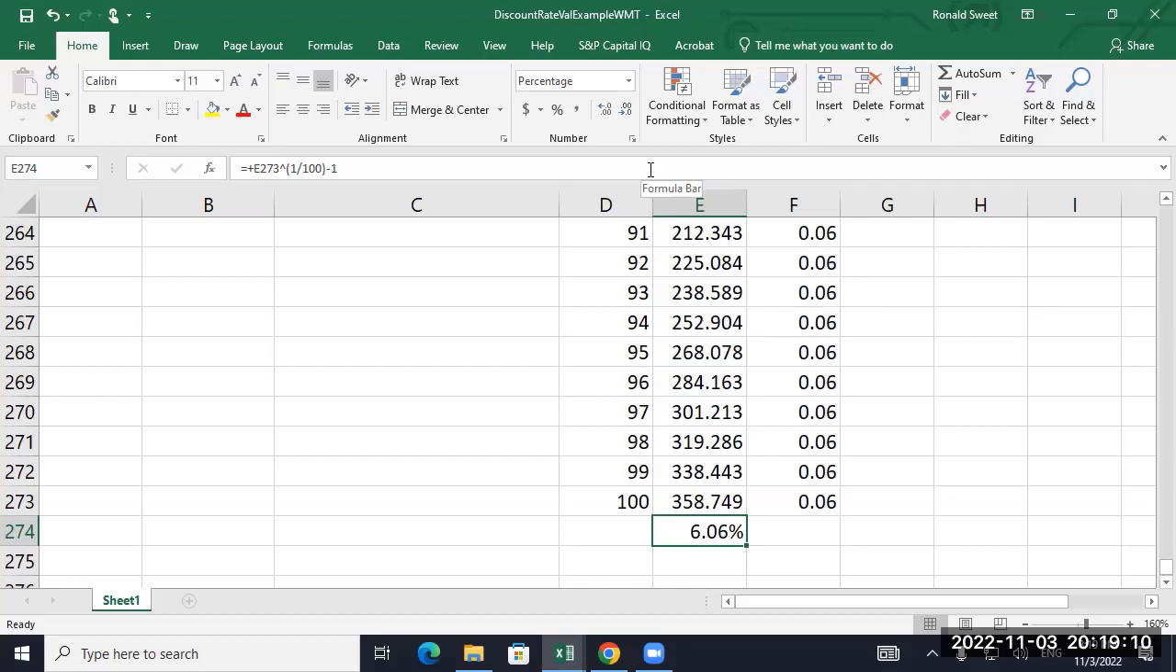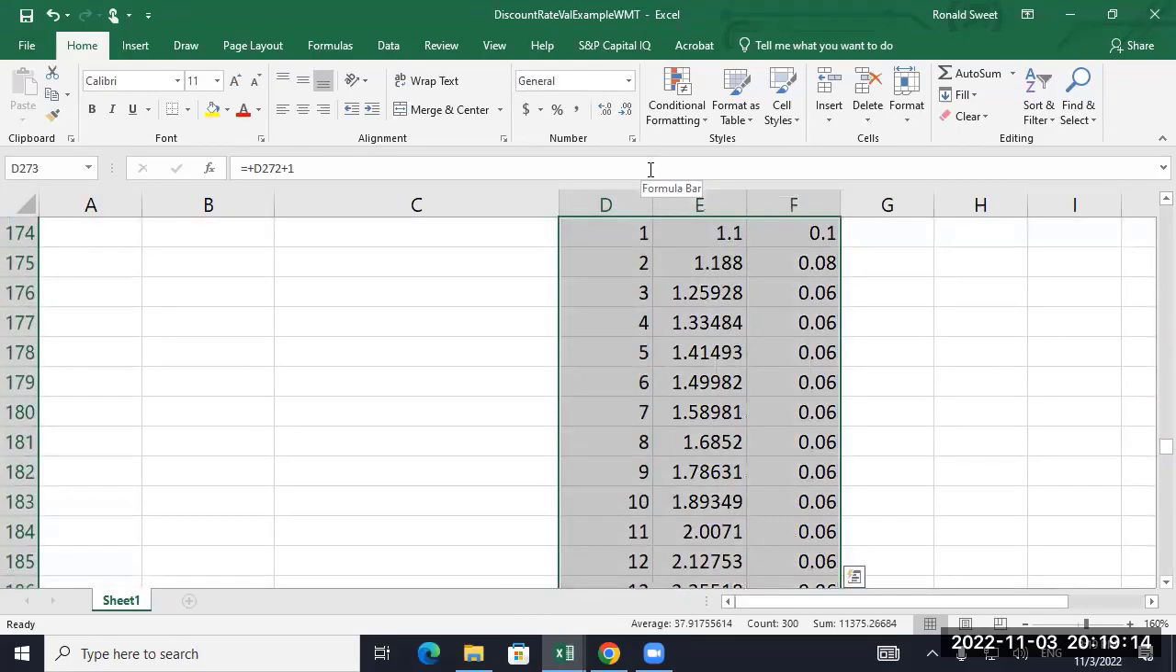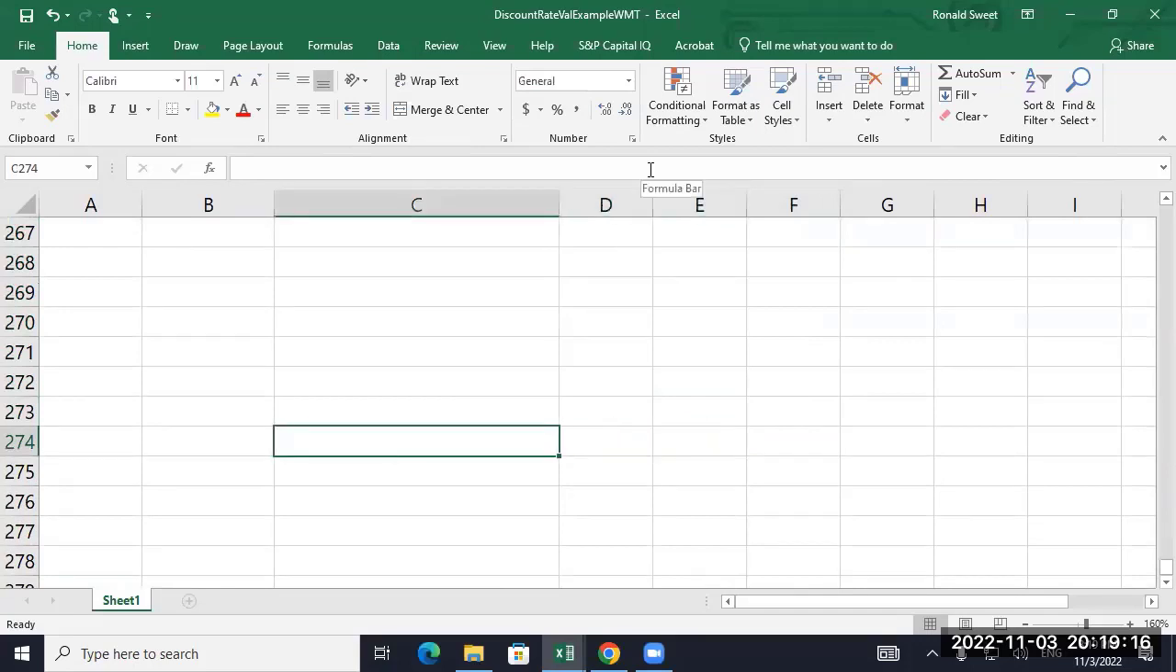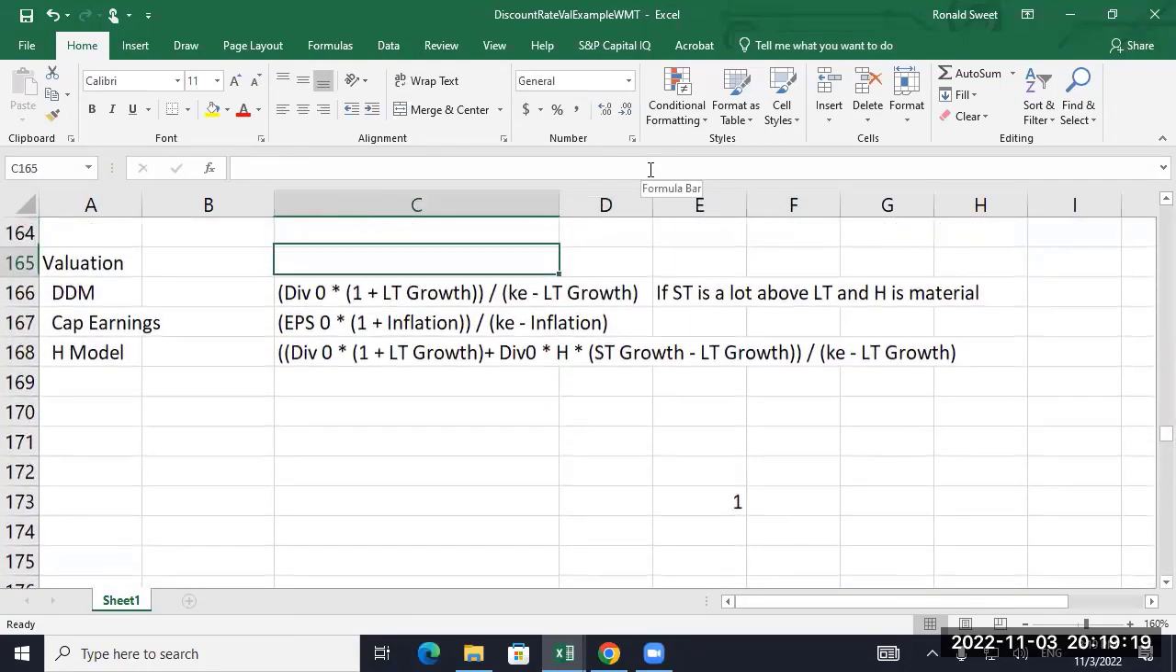Okay, any questions on that? So you can have two long-term growth rates, one for the H model and one for the dividend discount model, because the dividend discount model assumes that's a constant the whole time. Right, so it's really a matter of plugging these in.